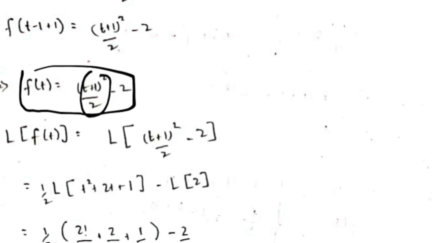Now after writing f of t minus 1 as t square by 2 minus 2, we will substitute t by t plus 1 because we need f of t here. So we'll be substituting t plus 1 here and here as well. After the substitution we'll have f of t as (t plus 1) whole square by 2 minus 2.